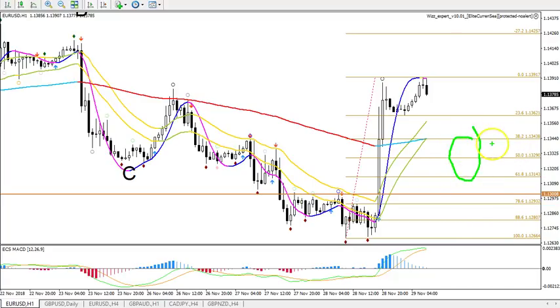Let's take a look at price action and candlestick patterns at these Fibonacci ratios between 113.14 and 113.44-ish, and there could be a bullish bounce for continuation higher. All right, that's what I'm expecting at the moment.